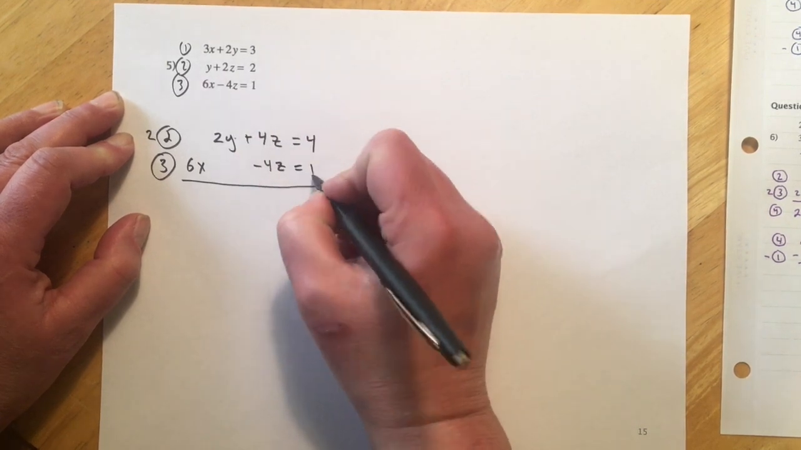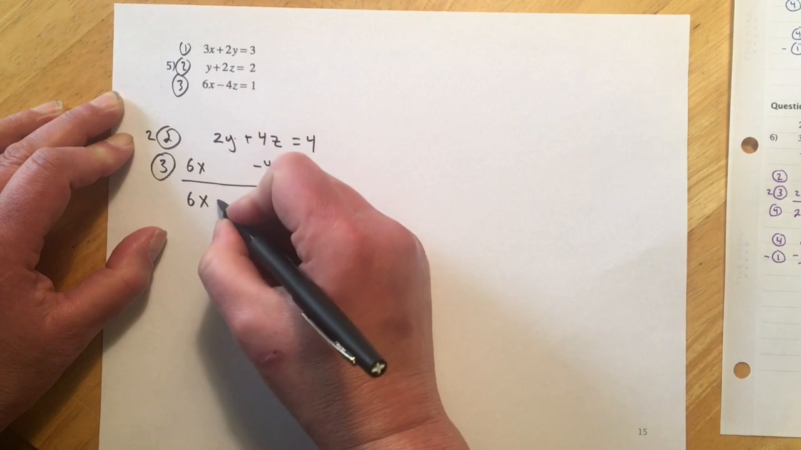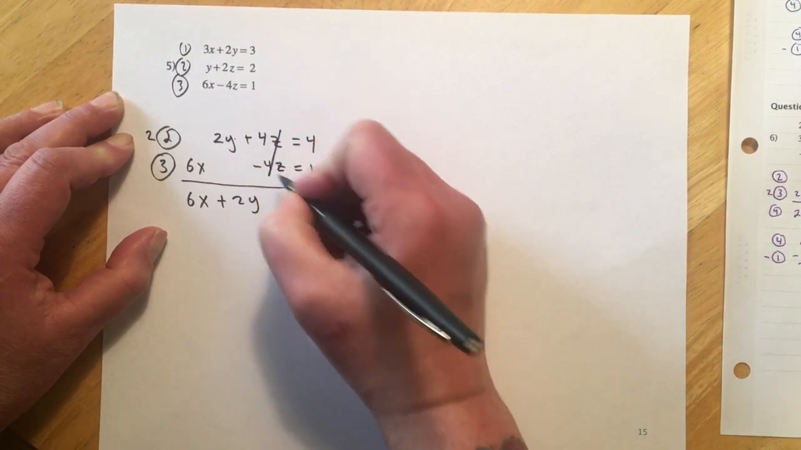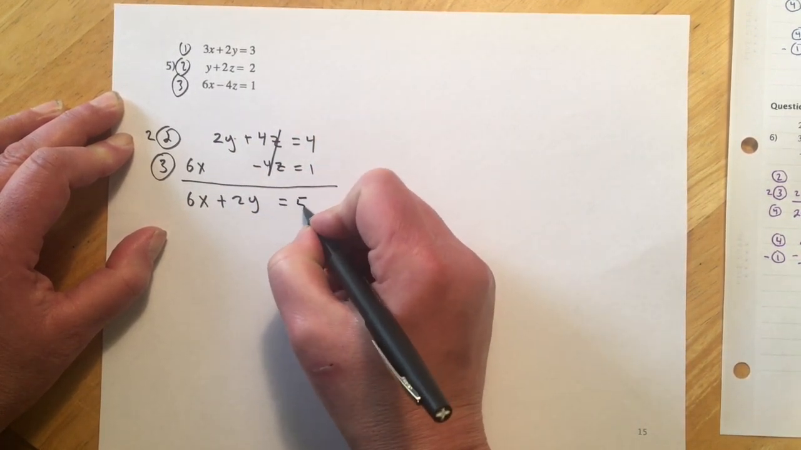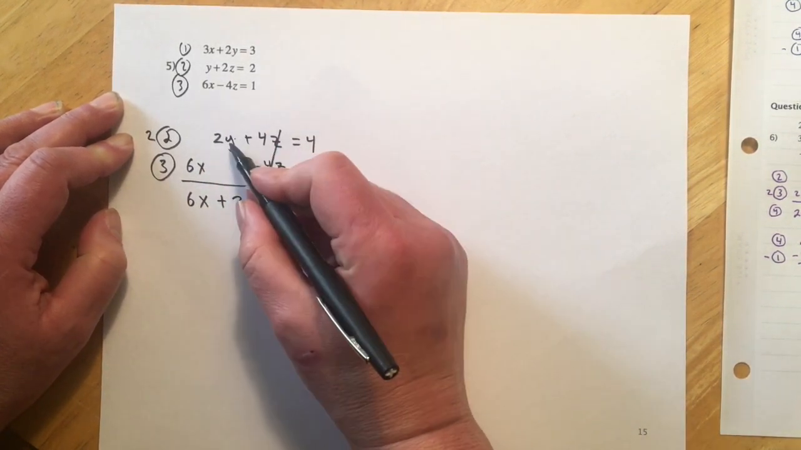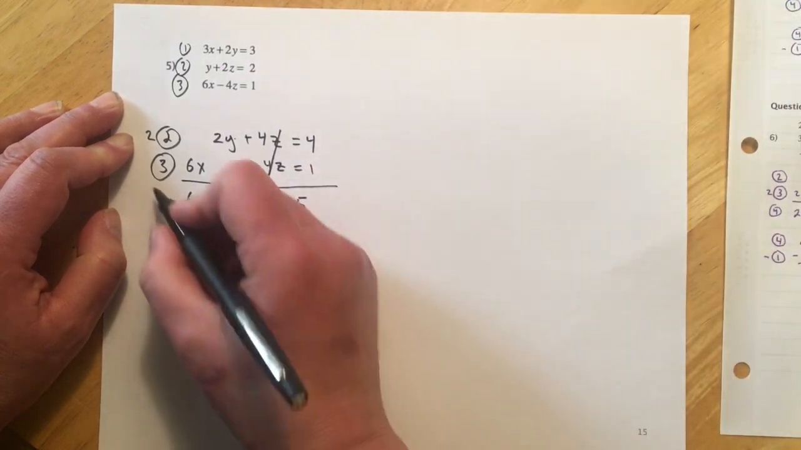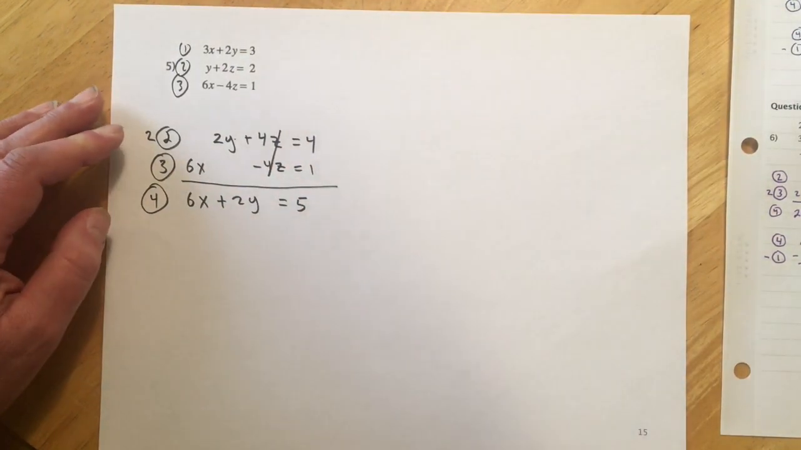And then this side was equals 1, sorry. So now when I add, I got 6x here. This is a positive 2y. My z's drop out, and that equals 5. So, you know, I had two equations. This one had y and z, x and z, and now I just made one in x and y is pretty much what happened. That's my equation 4.